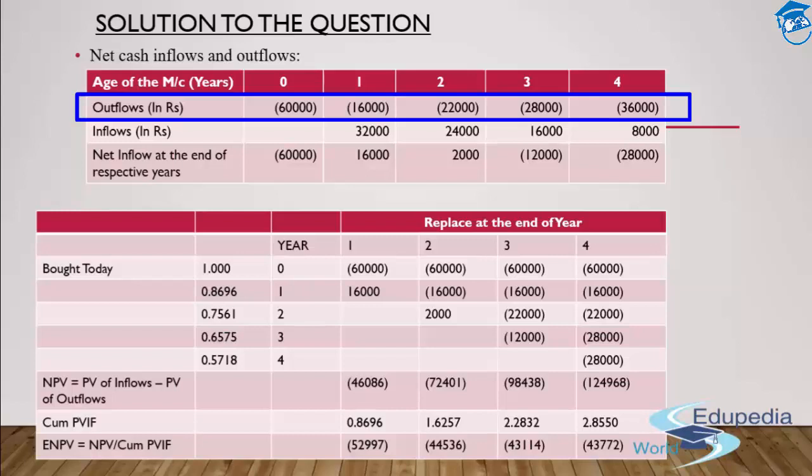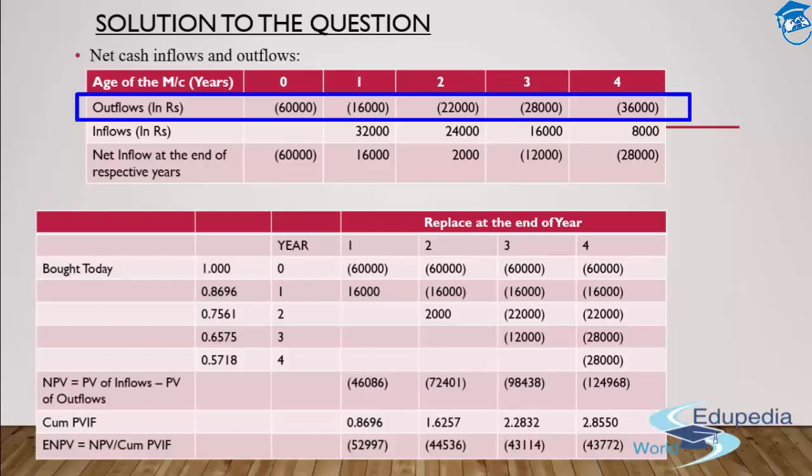Coming to the first year, the outflow will be none other than the maintenance part. Okay, only maintenance. Remember, repair amount was 0. So the maintenance amount was 16,000 rupees. So my maintenance is going to cost me 16,000 rupees with 0 amount for repair. So my overall outflow in the year 1 is going to be 16,000 rupees.